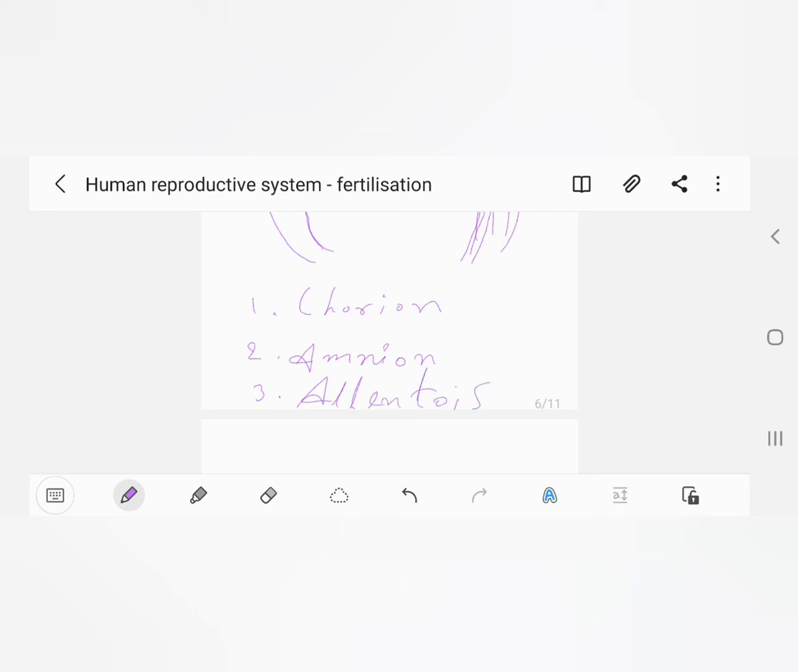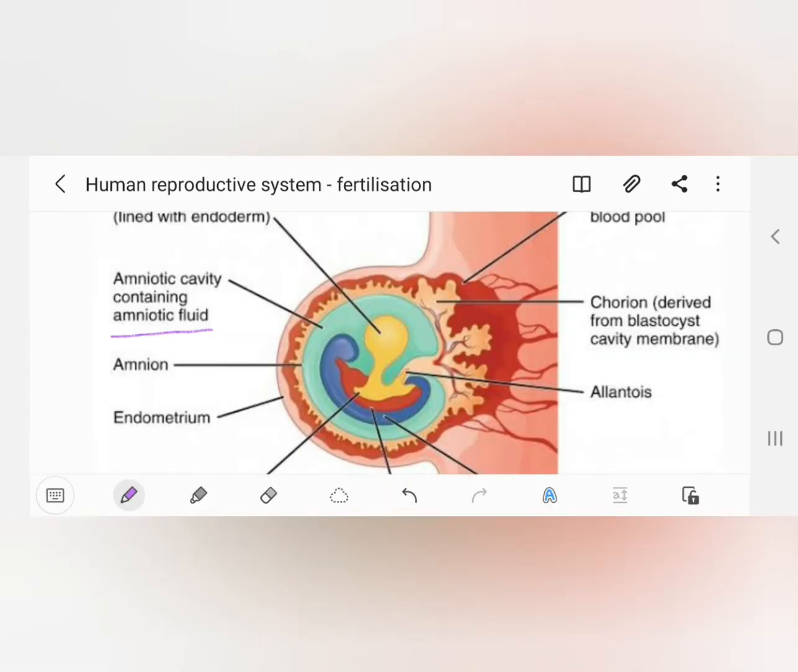These 3 layers play an important role in the development of embryo. Let us see about them. Outermost layer which is formed around the embryo is called chorion. So here this slight yellowish color layer is chorion.